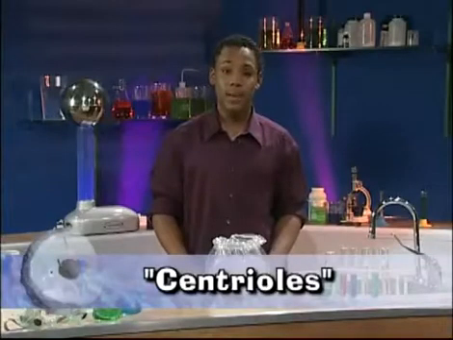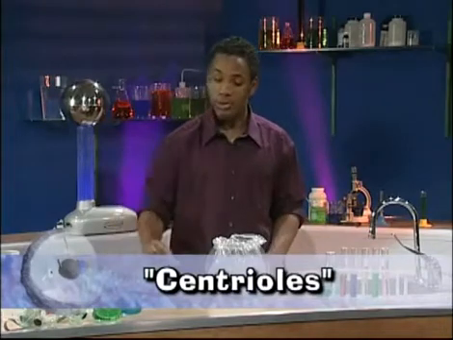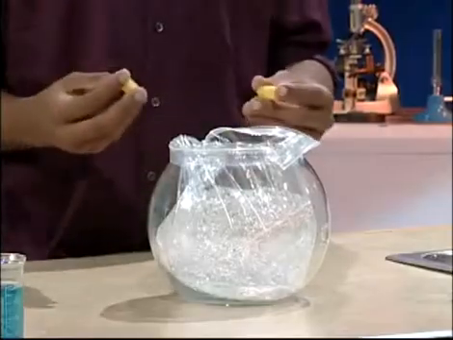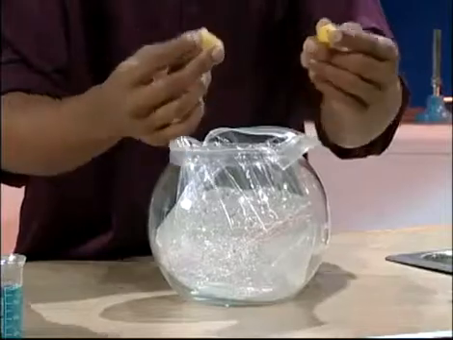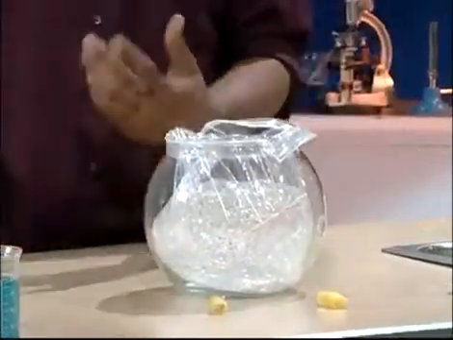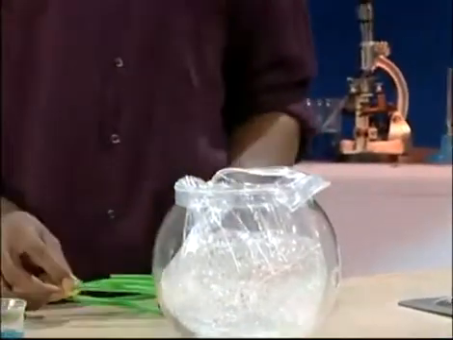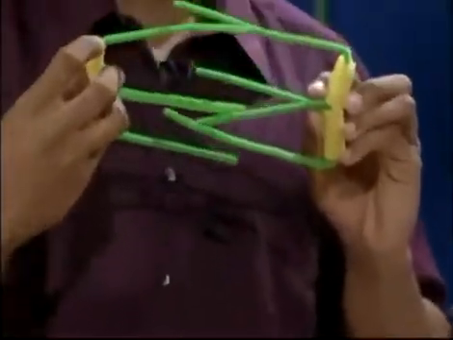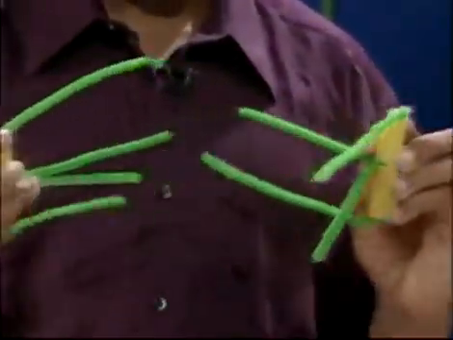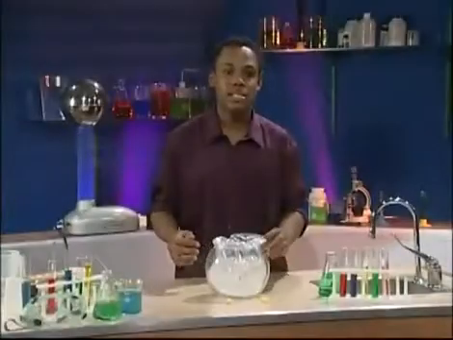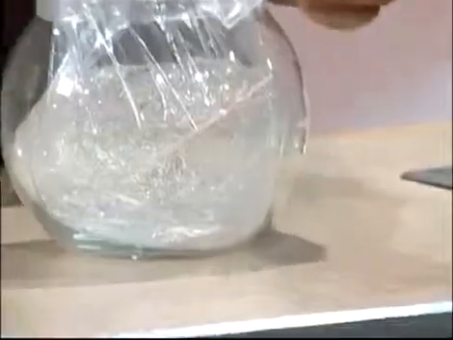For the centrioles, I'm going to use these noodles. They work during cell division. What happens is the centrioles replicate or copy themselves and create spindles that pull the cell apart. Like that. I'm going to place the centrioles perpendicular to each other near the nucleus.